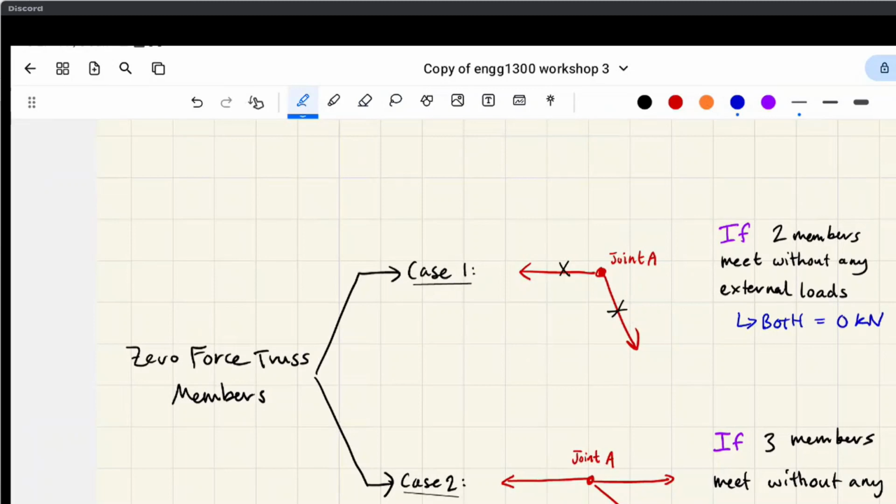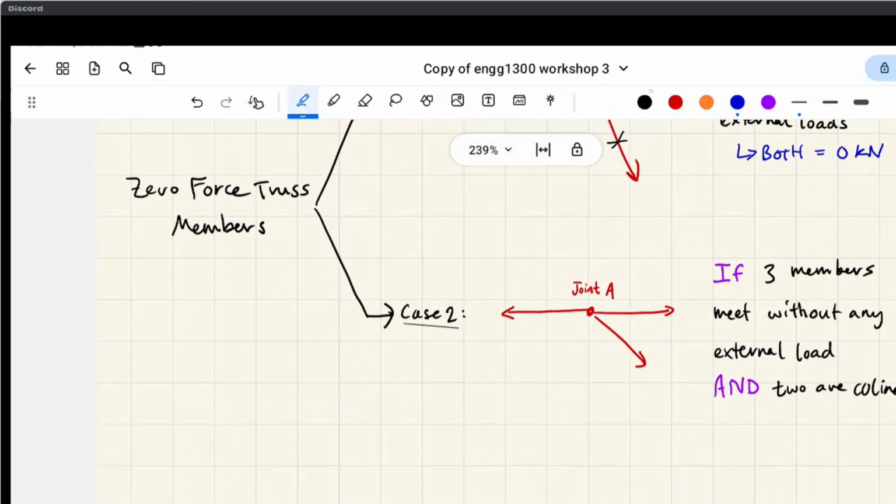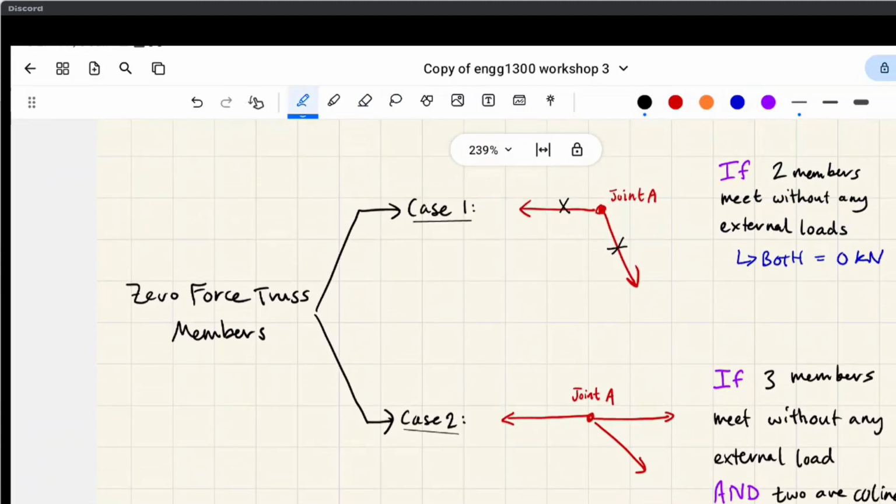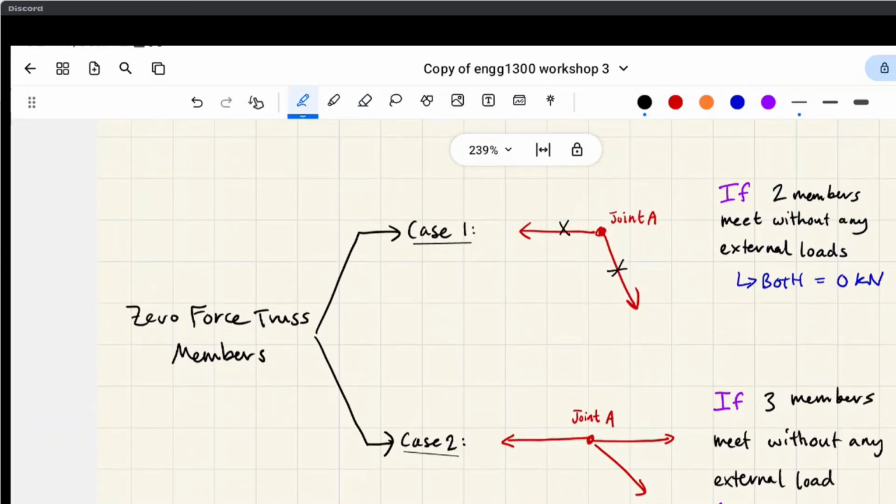Which is 0 kilonewtons, right? The second case, sorry, let me just keep it there. The second case is when you have three members meeting without any external loading. So same thing goes as before, so no supports here and no point loads here, except specifically two of them have to be collinear, right?